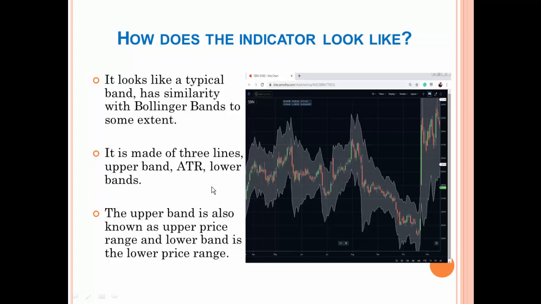So this ATR bands indicator is made of 3 lines: upper band, ATR and lower band. So it is made up of 3 lines. The upper band is also known as the upper price range, and the lower band is known as the lower price range.